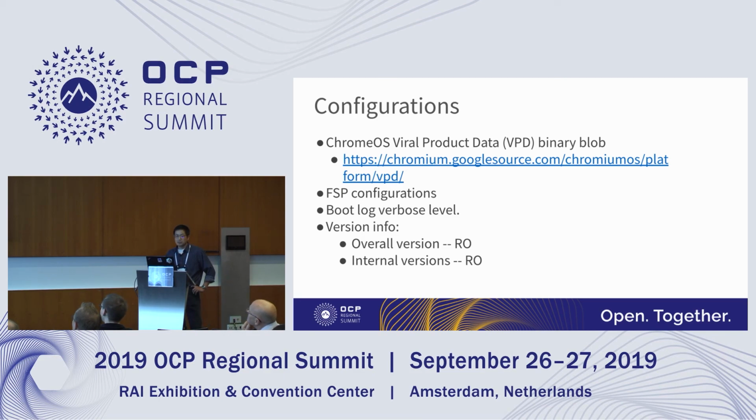So how do we solve the issue of firmware configuration? We use the Google Chrome OS VPD binary blob. In the binary blob, we store all the firmware configurations, including the build configuration. For example, we put the FSP configurations there. FSP has a concept called UPD. That's how you customize the FSP boot behavior. So that information is put there so that the user can change it and then reboot, and then FSP will have a new behavior. Other configurations include the boot log verbose level.